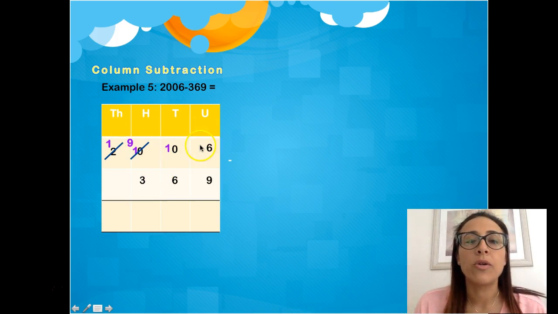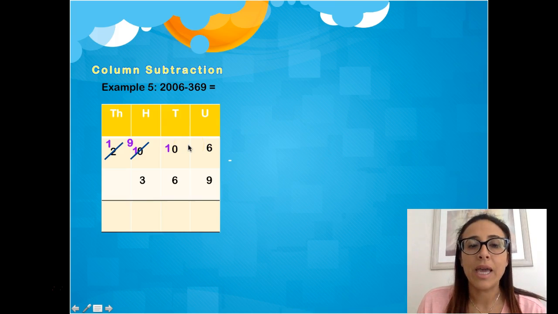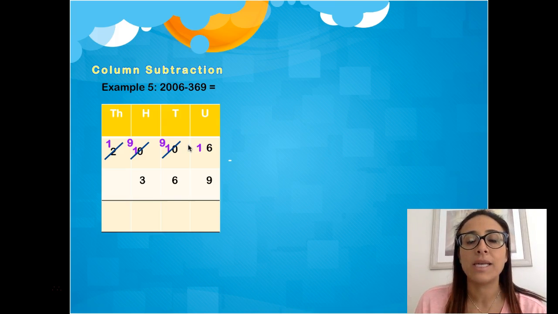Now we can borrow from the tens place value. Again, we cross out the 10, we make it 1 less, which is a 9, and we give the 1 that we took away from there to our units column. The 6 therefore changes from 6 to 16. Now we can go ahead and subtract.